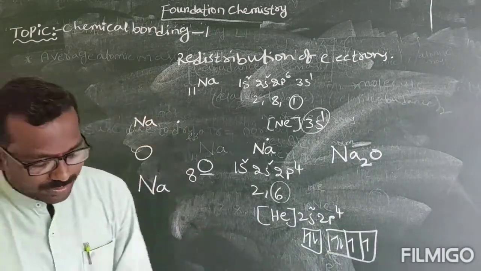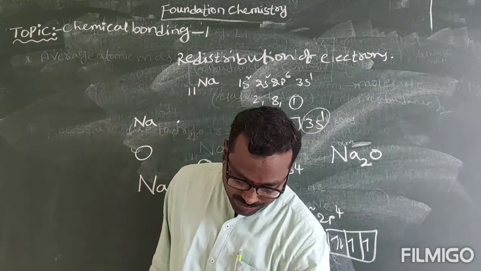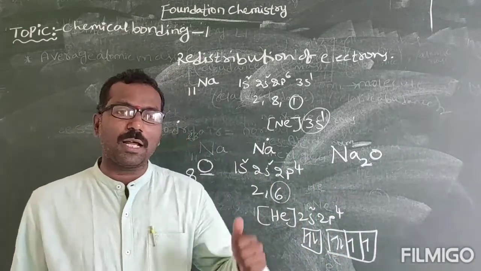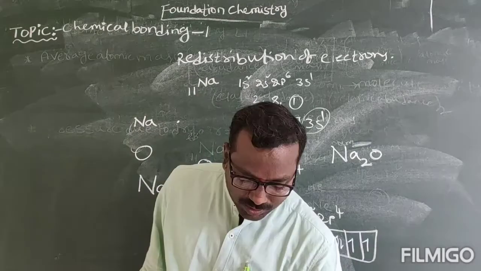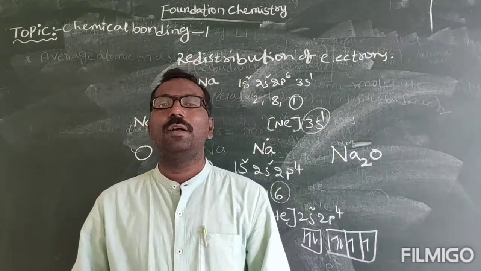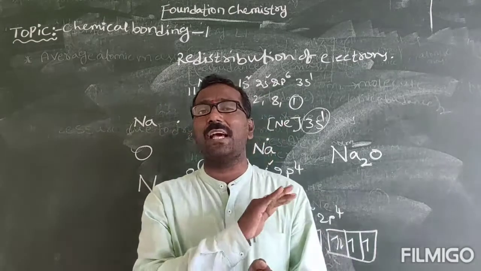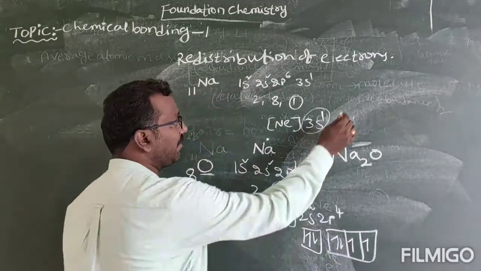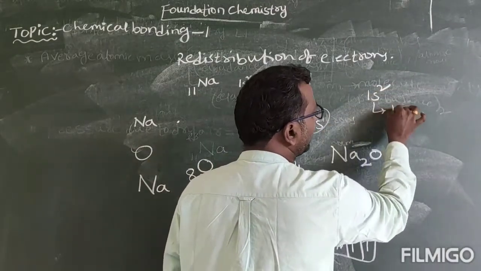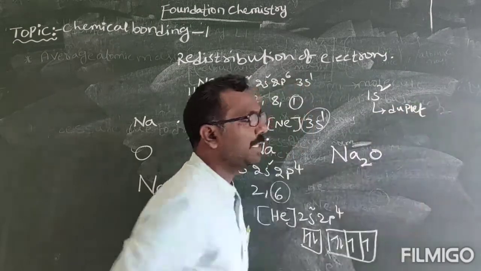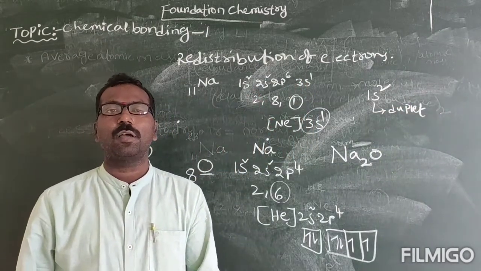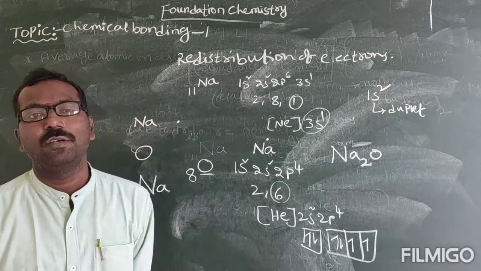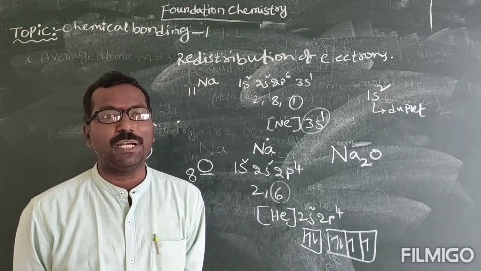So this is all about the introduction part of chemical bonding. Okay, so what are the conclusions we can draw? One thing is very clear: inert gases have 8 electrons in their outermost shell, except helium. Helium has 1s2 configuration, which we call duplet configuration. Any atom tries to attain 8 electrons in the valence shell to attain stability.